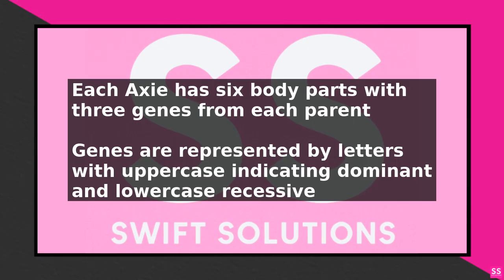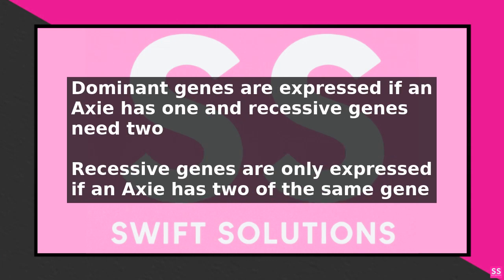When breeding Axies, it's essential to understand how the genes are inherited. Each parent contributes one gene to the offspring for each body part. The resulting offspring will have a combination of genes from both parents, and the dominant genes will be expressed.